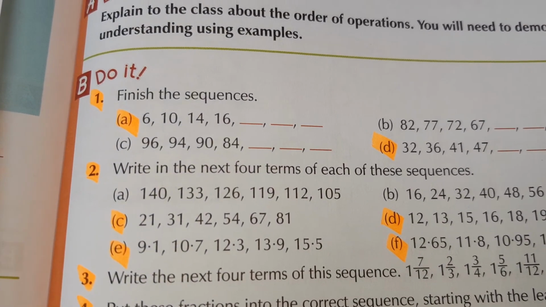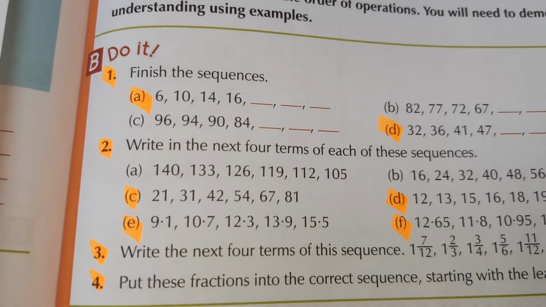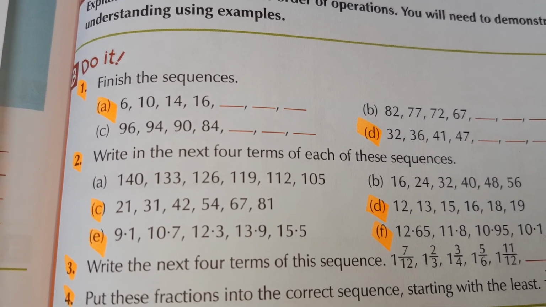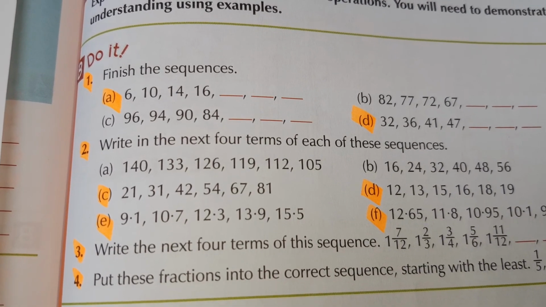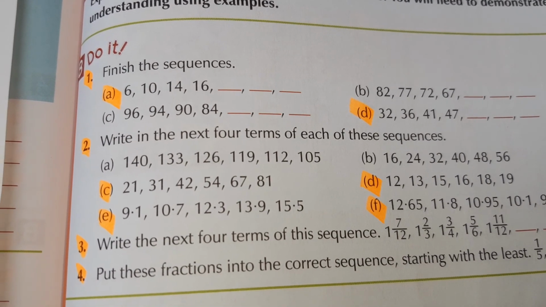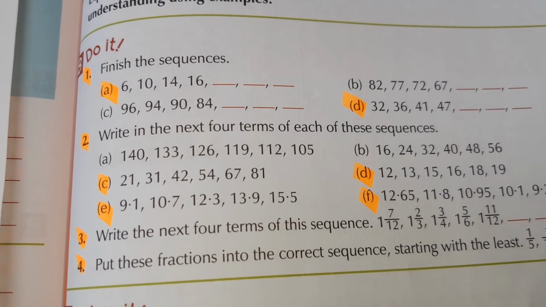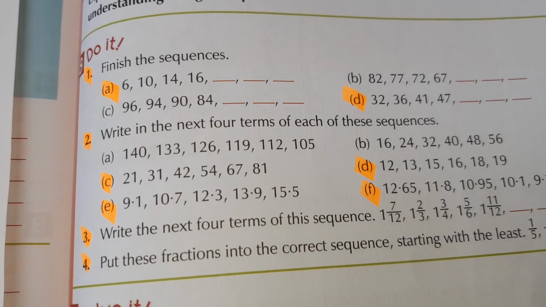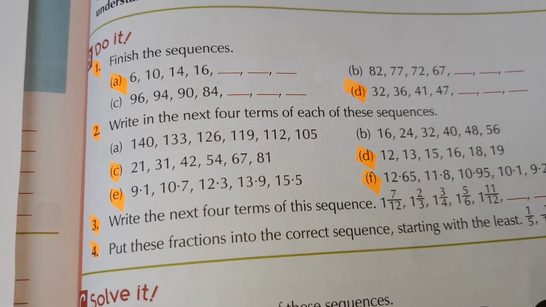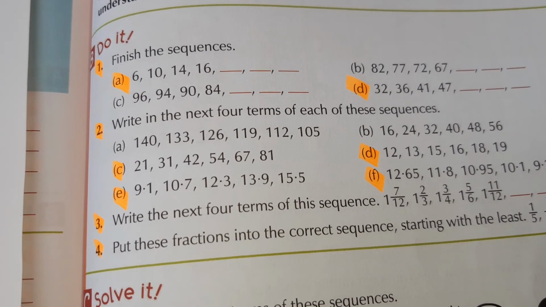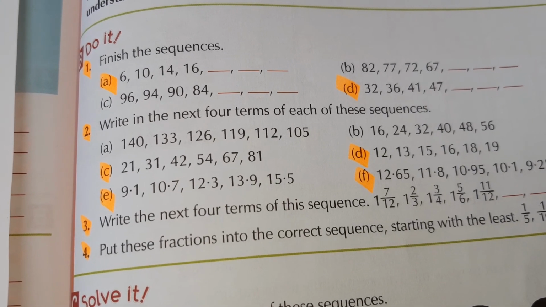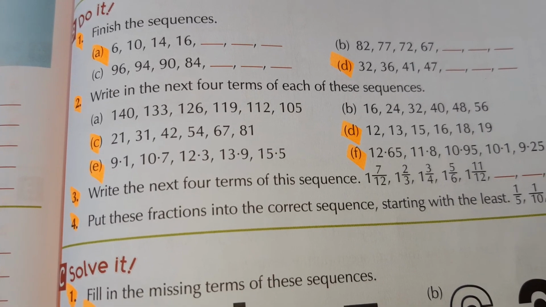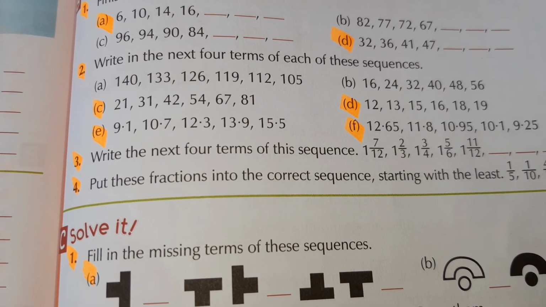And the last page, finish the sequences there. So part B, 1A should have been 20, 24 and 26. D, 54, 62 and 71. 2C, 96, 112, 129, 147. D, 21, 22, 24, 25. And E 17.1, 18.7, 20.3 or 20 and 21.9, and F 8.4, 7.55, 6.7 and 5.85.